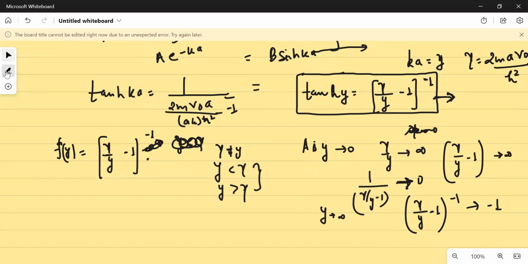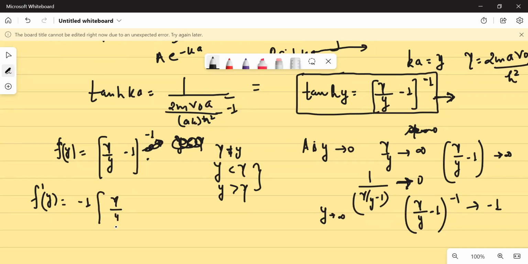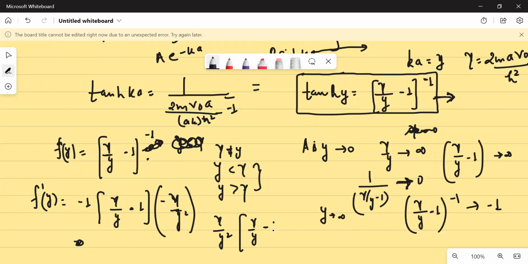Now let us find the derivative of this. So derivative of this would be, I think, minus 1 times gamma upon y minus 1, and then you have minus gamma upon y square. Is that clear? So overall, this particular thing would be there. This is your derivative. Let us evaluate. This derivative would be gamma upon y square, and then you have gamma upon y minus 1.